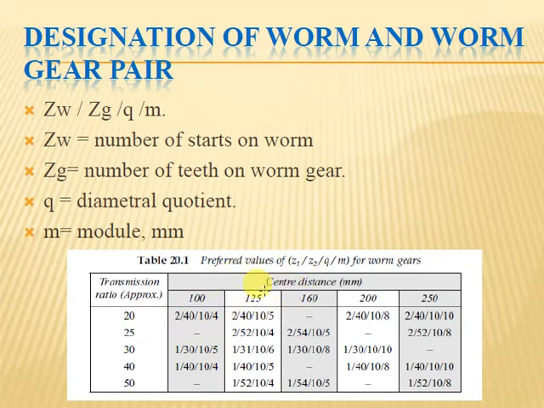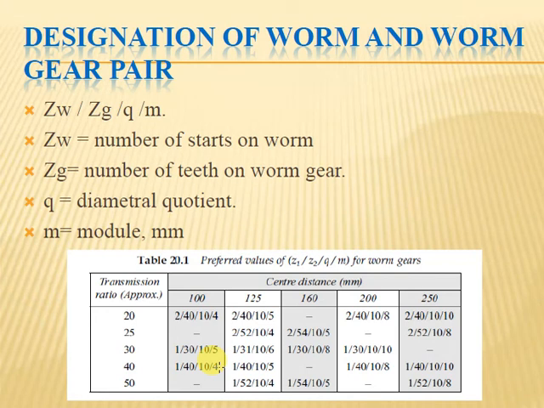And this table indicates how this is shown. In VB Bandari, I already said the number of starts is known as Z1. Then ZG is known as Z2. Then Q and M. This is the standard table for approximate transmission ratio 20, 25, 30, 40, 50, and the corresponding center distance. Various options are shown to us. This table is again taken from the VB Bandari book, and this is the designation.